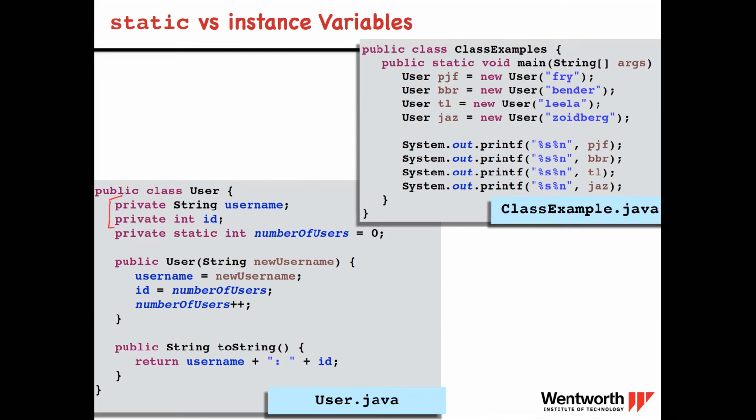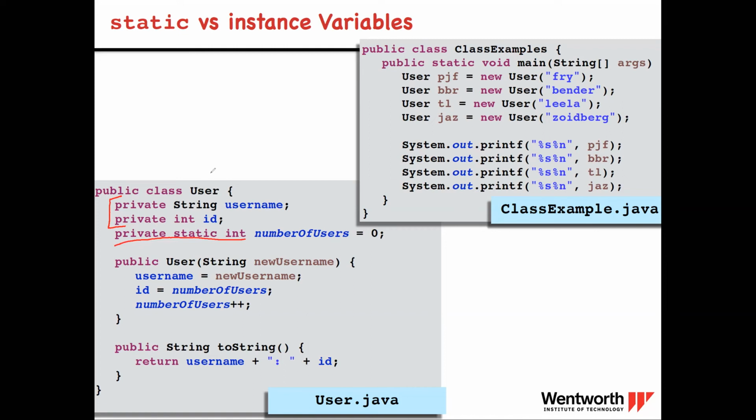So we have some regular data here. We've got a username, which should make sense, and we have an ID that is a number. So that makes sense, right? Every user has an ID and a username. But I also have a static int here. This is static. It's called number of users, and right now it starts at 0.